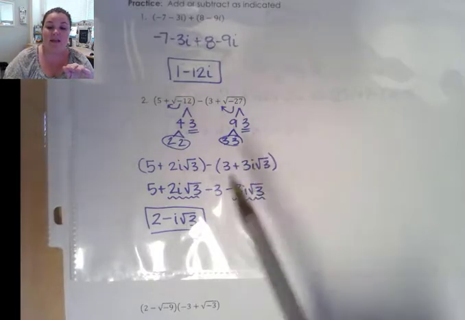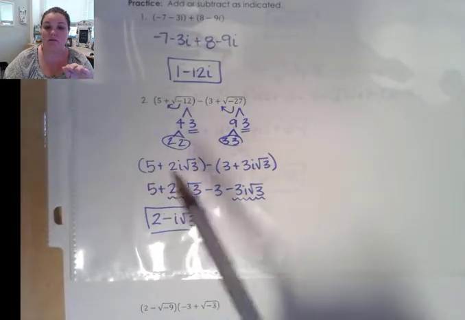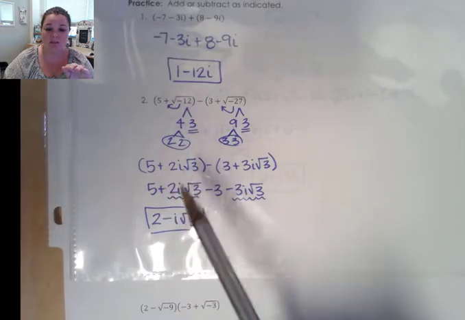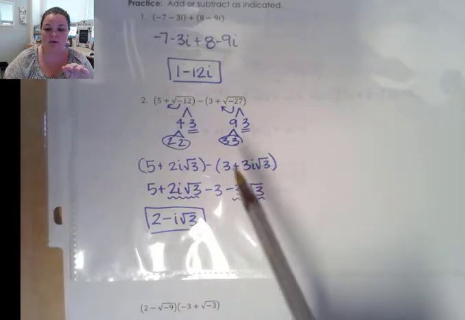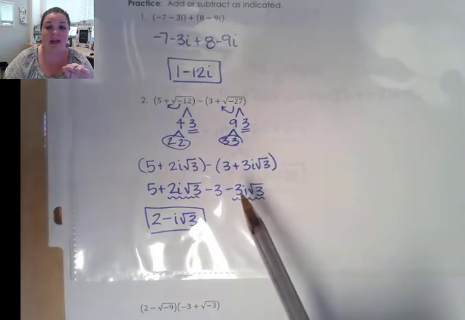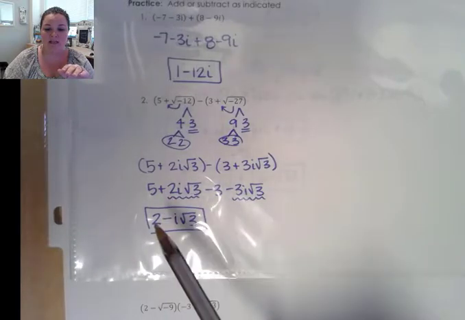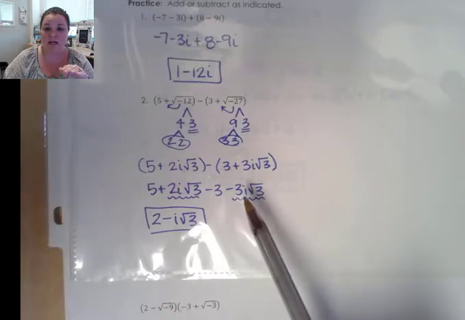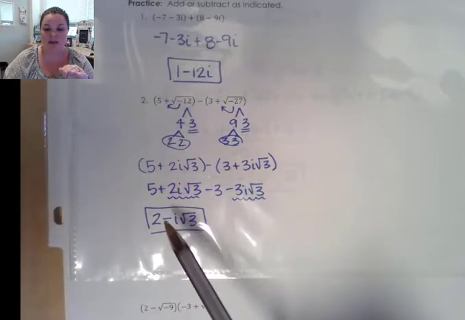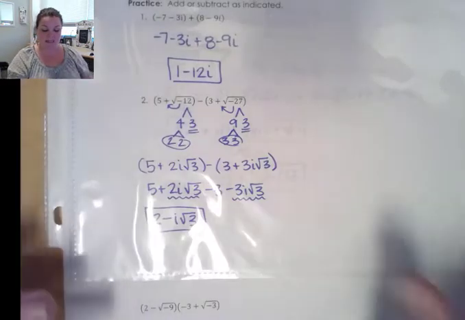Okay. And then I can go ahead and distribute this negative. So the first complex number over here, nothing's happening to it, so I can just drop parentheses. Over here, I have a negative that I need to distribute. So both of these terms become negative. And then again, I'm just combining like terms. So 5 and negative 3 give me 2. And then a positive 2i minus 3i square root of 3 leaves me with a negative i square root of 3. Okay. All right, so that's adding and subtracting.